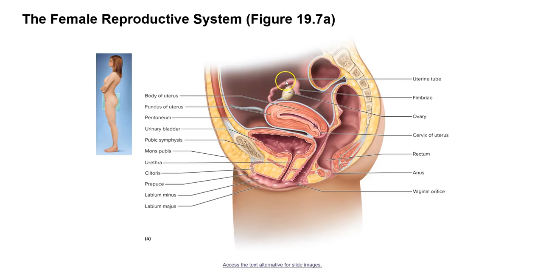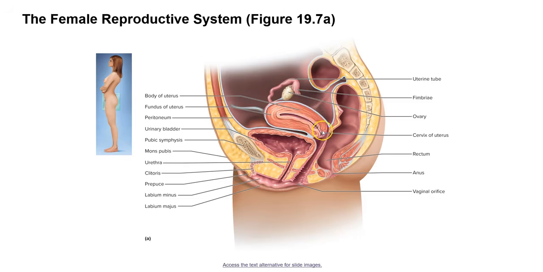And that uterine tube can carry that ovum to the uterus, this organ here, which is the organ that will house a developing pregnancy. If that secondary oocyte were to become fertilized by a sperm cell, it would eventually implant in the inner lining of the uterus here, and that is where that pregnancy would develop.